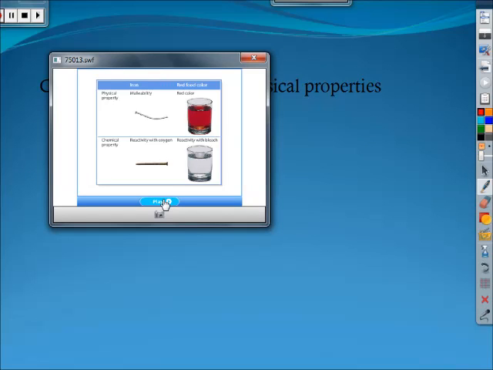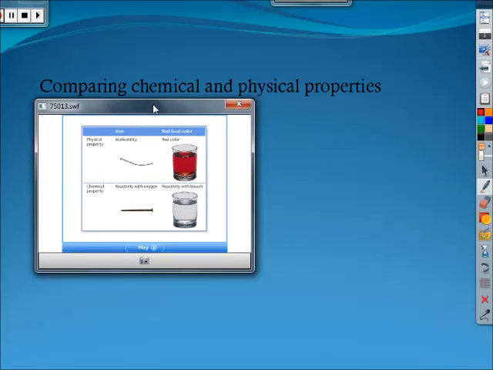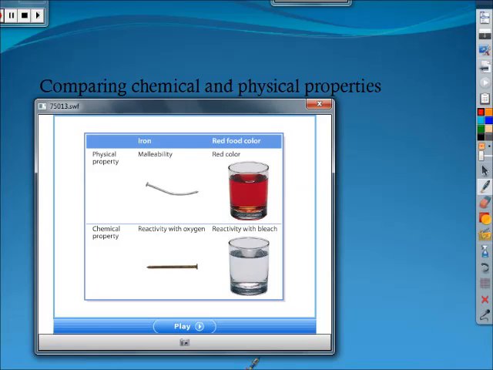Here's a quick little video to talk about the comparison of some other properties. Pay attention to some of these, things like malleability, some of these other things that might come up as terms you might need to know.